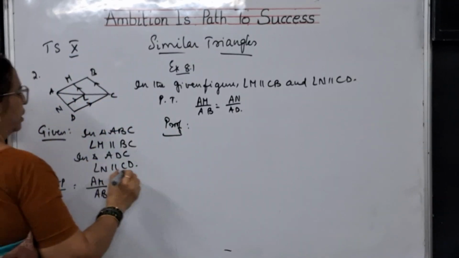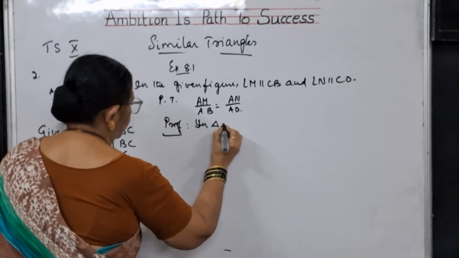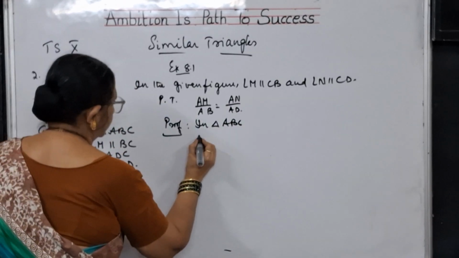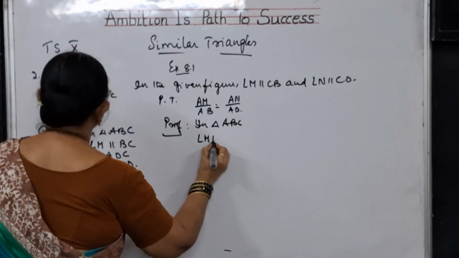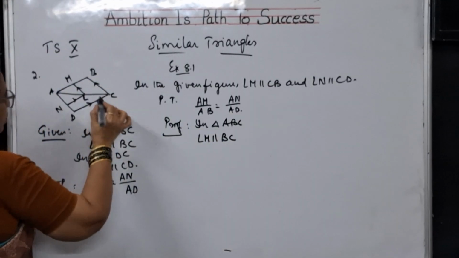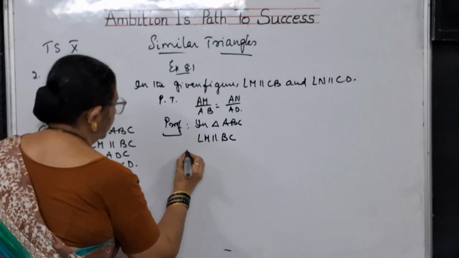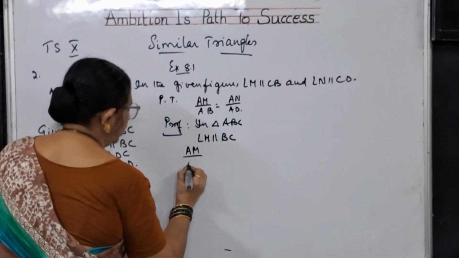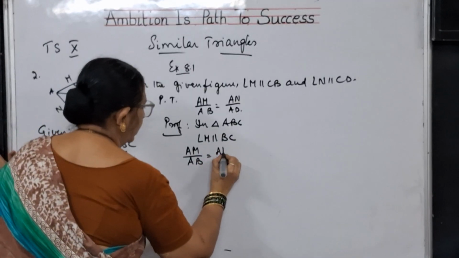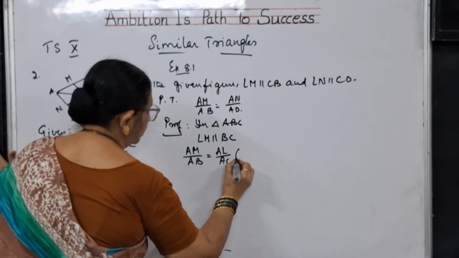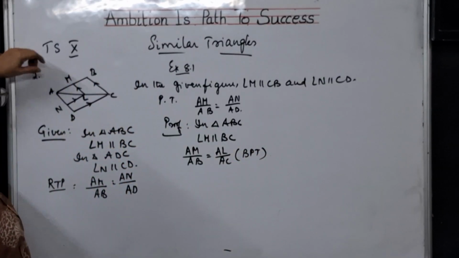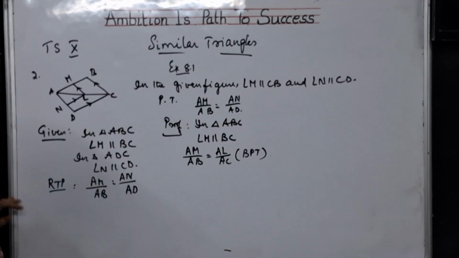Let us take triangle ABC. In triangle ABC, what is given to us? LM is parallel to BC. When LM is parallel to BC, I can say that AM by AB is equal to AL by AC. This is basing on BPT. Actually, in BPT, you have learnt that.